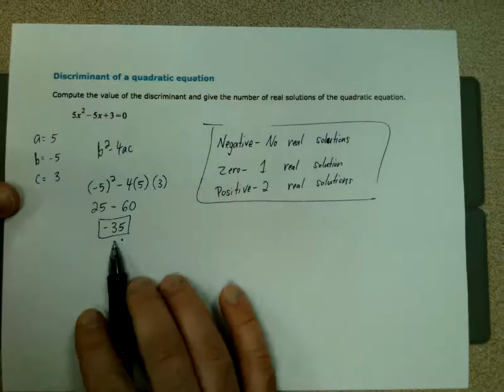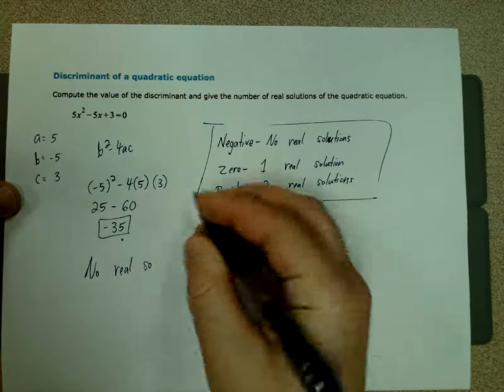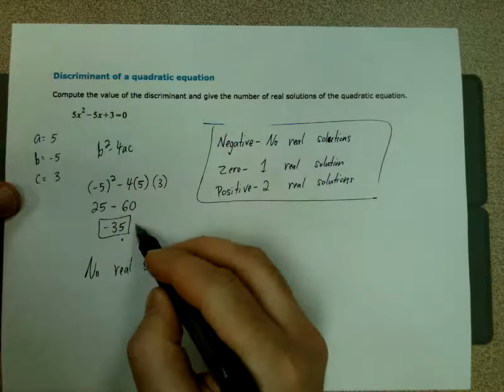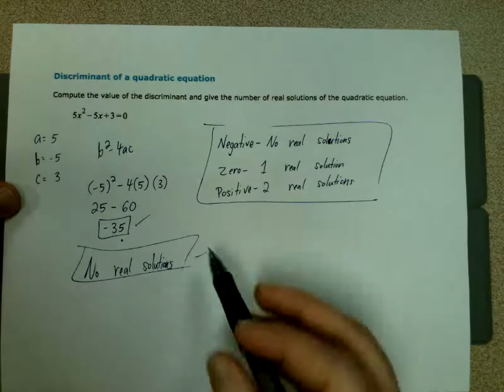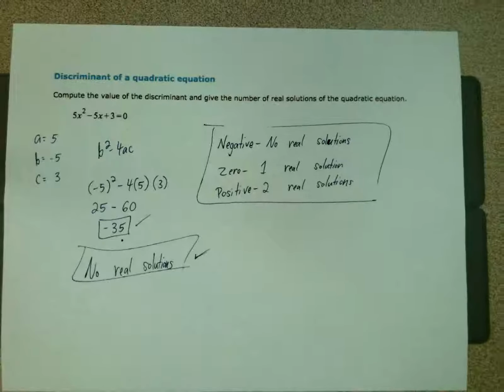So this is a negative value, so there are no real solutions is the second part of our question, because it asked us to compute the value and give the number of real solutions. Okay, so -35 is your discriminant, and there are no real solutions.